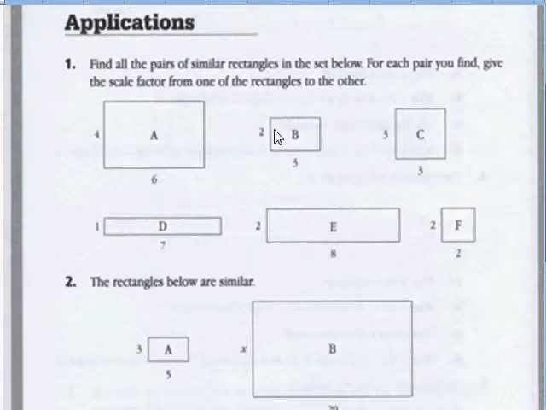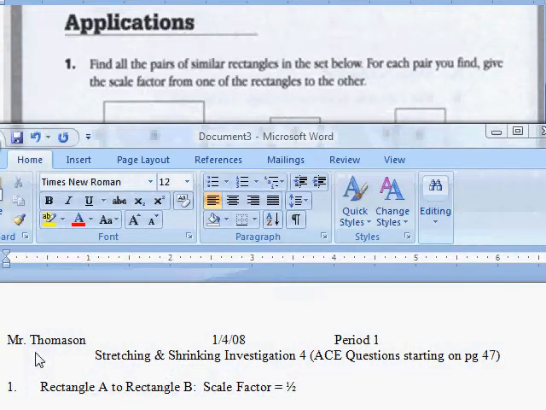And since we divided by 2, dividing by 2 is the same thing as multiplying by a half. So you can see I have my name, date, period, the assignment, and number 1, I put rectangle A to rectangle B. The scale factor is 1/2.